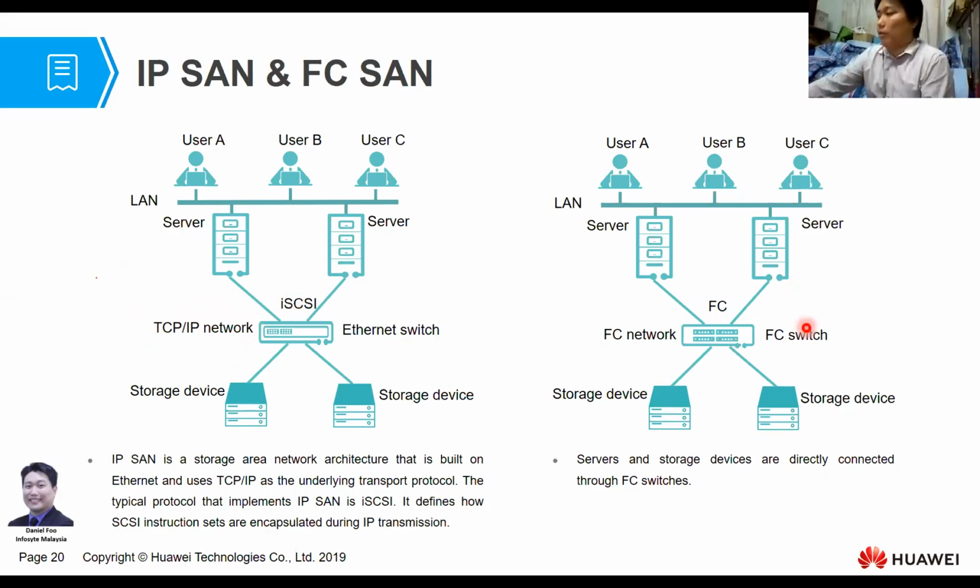And if you go for FC, you will be required to purchase FC switches, fiber channel switch, fiber channel HBA on the server, and also fiber channel HBA card and port on the storage device. So using fiber channel equipment, you will need to put in more investment money in order to support this infrastructure.